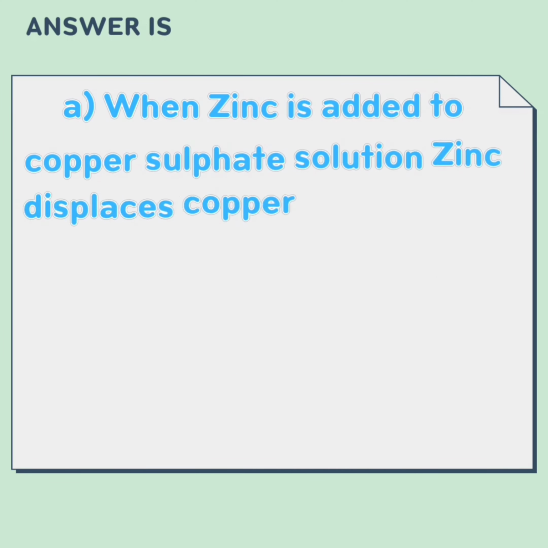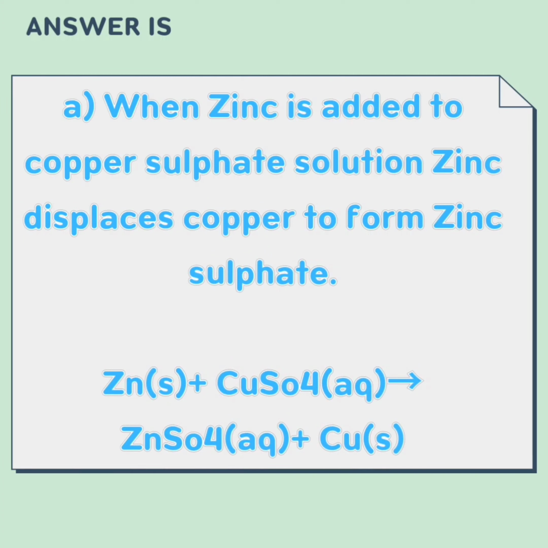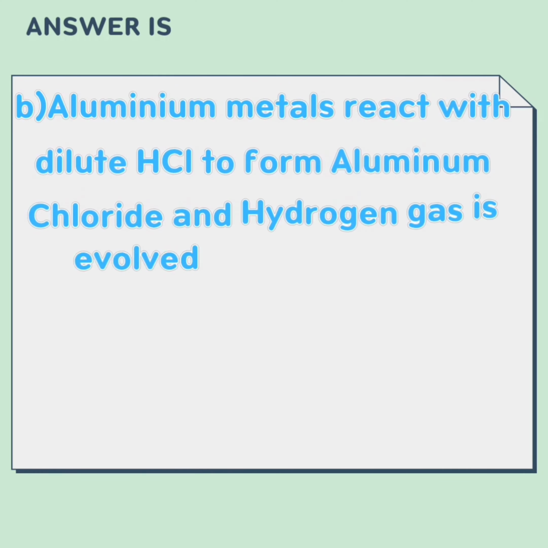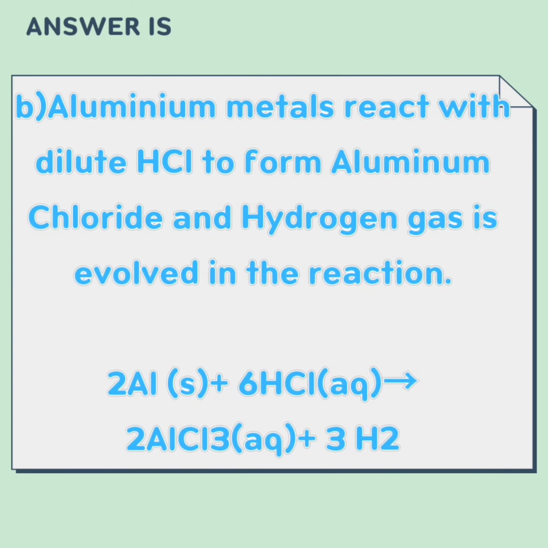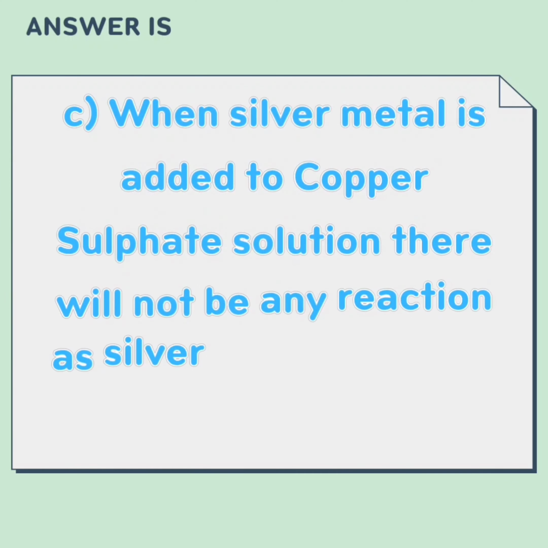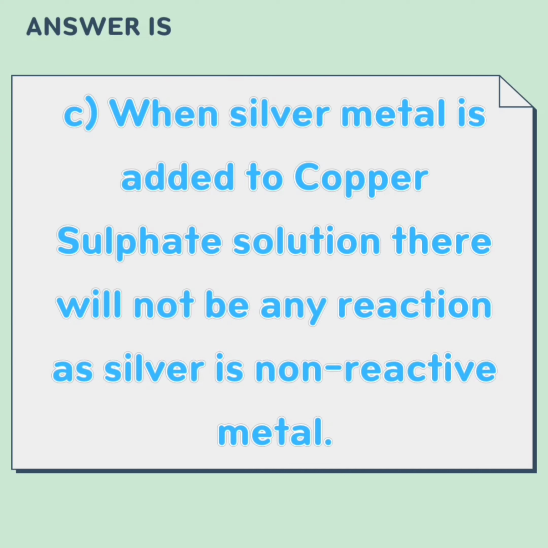Answer. A. When zinc is added to copper sulfate solution, zinc displaces copper to form zinc sulfate. B. Aluminium metal reacts with dilute hydrochloric acid to form aluminium chloride, and hydrogen gas is evolved in the reaction. C. When silver metal is added to copper sulfate solution, there will not be any reaction as silver is a non-reactive metal.